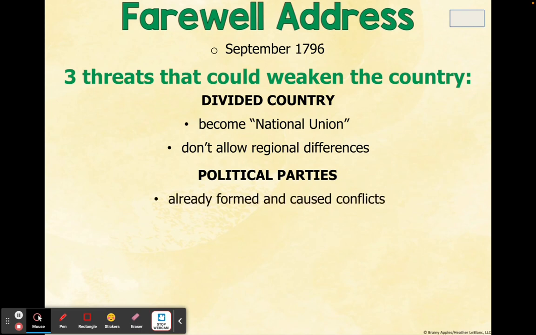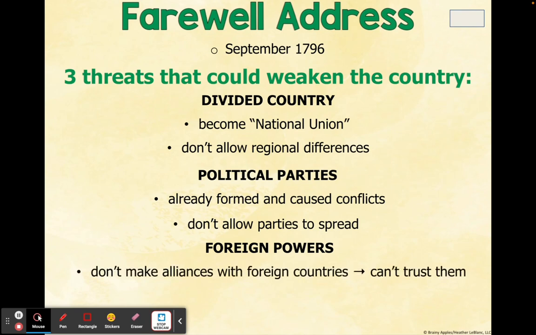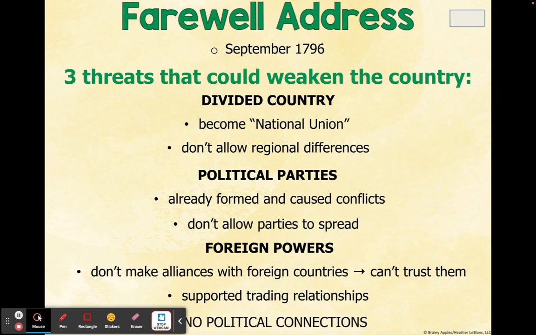He also sees these new political parties being an issue. It's causing conflict. If these parties spread, they could also divide us as a nation. He just really wants us to be united. And then he also says when it comes to foreign countries, foreign powers, other countries, we can't trust them, that we cannot make alliances with foreign countries, that they're always going to be looking to take advantage of us. We should support trading with them, but we cannot become dependent on them. And basically, we cannot make political connections with other foreign countries.